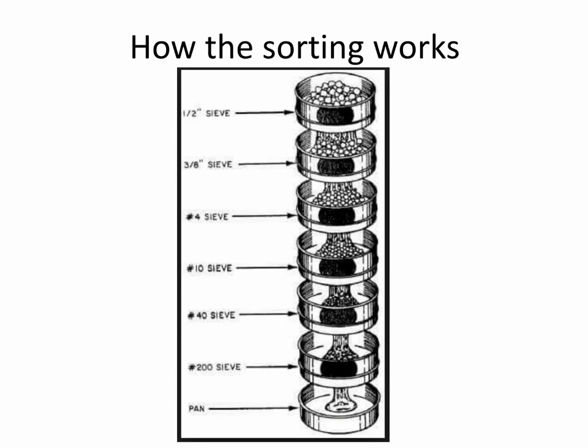So this is how the sorting works. If we had a sample that started with a 1/2 inch sieve, notice we'd put the 3/8 inch sieve underneath that, and then the number 4 sieve, which is a little less than a 1/4 inch opening, the number 10, the 40, and in this particular picture they've dropped immediately to a 200 sieve, and then you have the pan below. You normally don't use sieves smaller than 200.